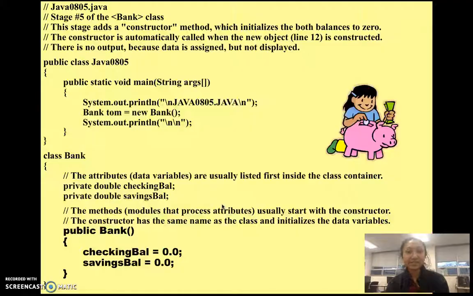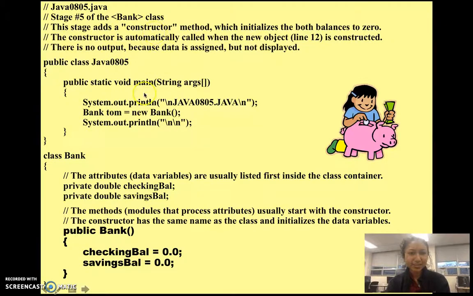Constructor methods. So here you have that constructor method, which some of you guys may have already seen when you made a new Java class file. It just popped up with this special method which has the same name as that of the class. What is a constructor method? A constructor method is automatically called when a new object is constructed. There is no output because data is assigned but not displayed.